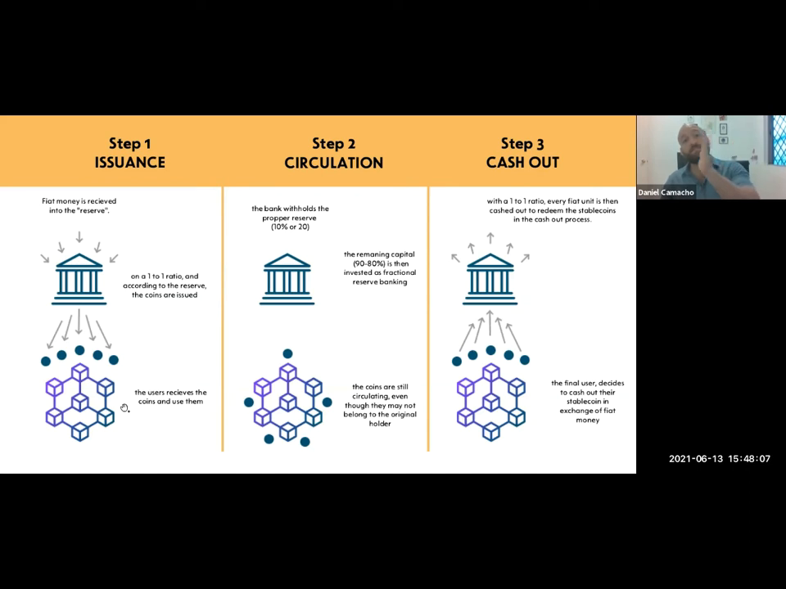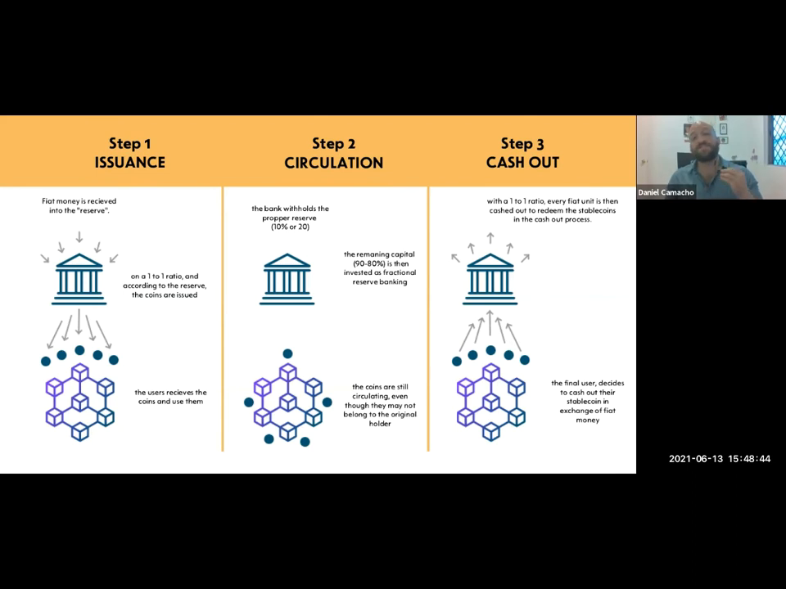Then we have step 2, circulation. On the user side, the coins are still circulating, even though they may not belong to the original holder. They are already in circulation on the market. But on the bank side, the bank withholds the proper reserve, 10 or 20%, depending on the Facebook or JP Morgan project. And the remaining capital, this is the 90 or 80%, is then invested as a fractional reserve banking.